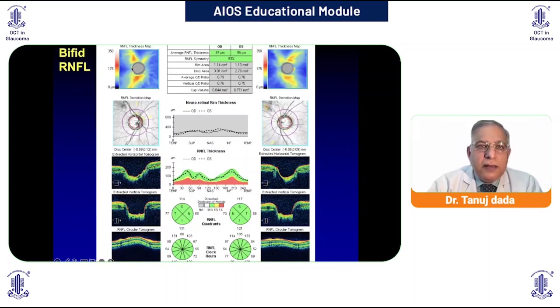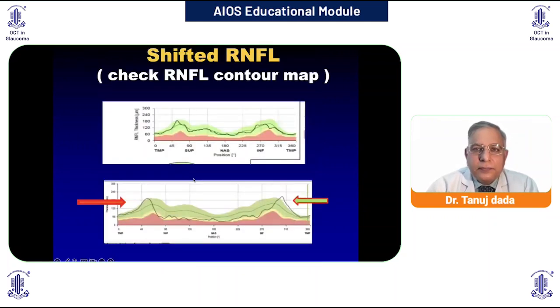It is a wedge between the two peaks of bifid RNFL, which is a normal physiological variation. So you should be aware of this physiological variation and not label the patient as glaucoma if the trough dips in the red area.